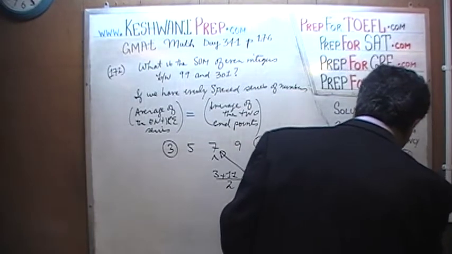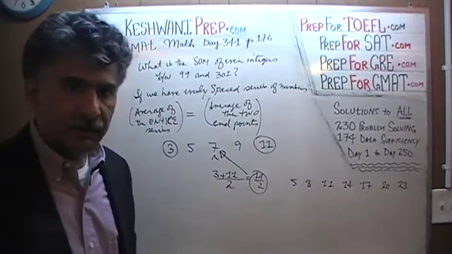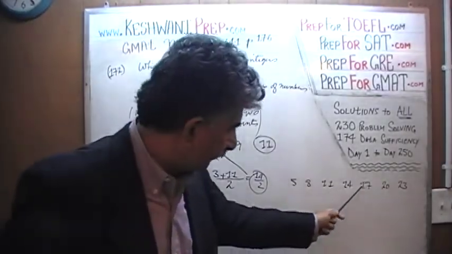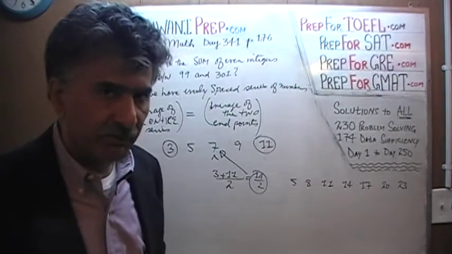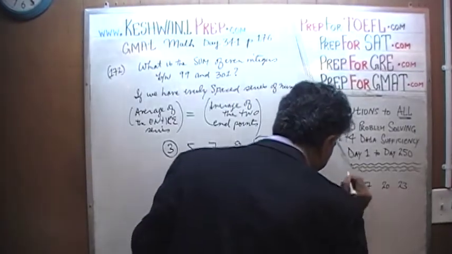Now, assuming that this is what we have here, an evenly spaced series, then we count the numbers: 1, 2, 3, 4, 5, 6, 7. There are 7 numbers here, which makes our life very easy, because the average is the middle number, which in this case is 14.